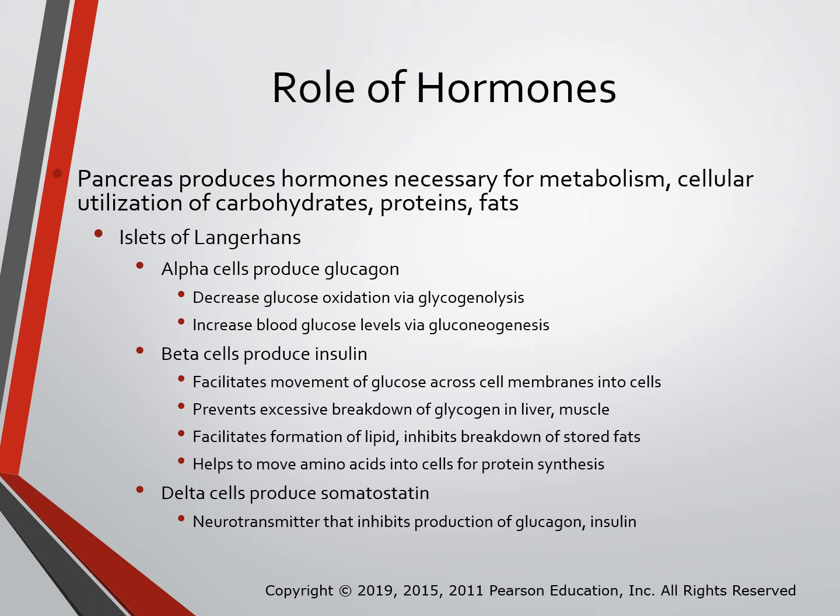Through glycogenolysis, or the breakdown of liver glycogen, and gluconeogenesis, the formation of glucose from fats and proteins, glucagon prevents blood glucose from decreasing below a certain level when the body is fasting or between meals. So in other words, it keeps our sugar at a normal level so we don't feel the effects of it.